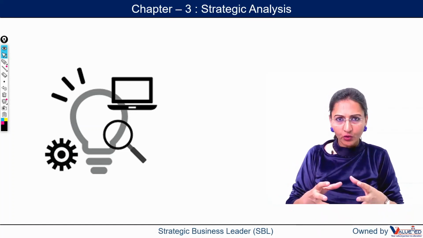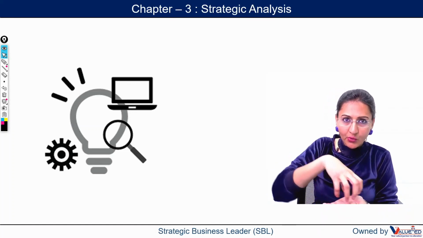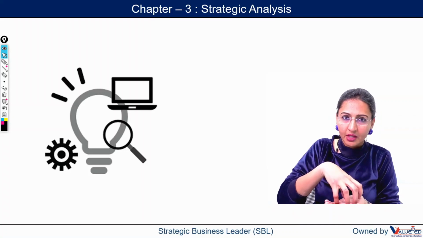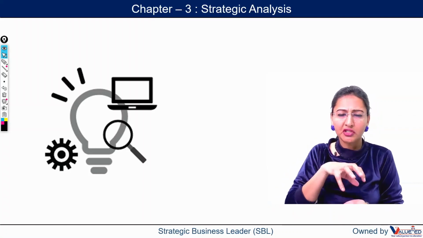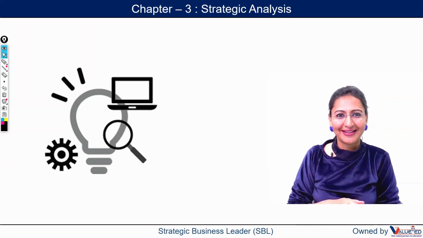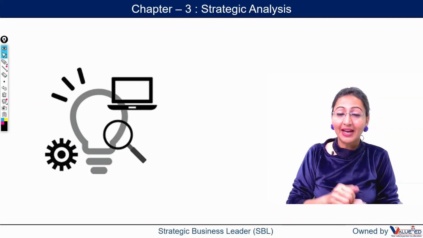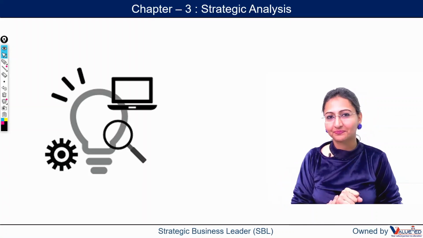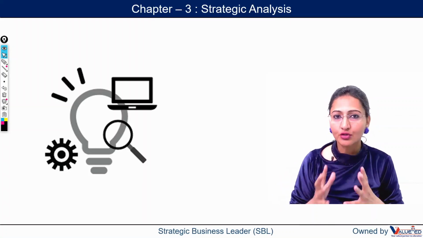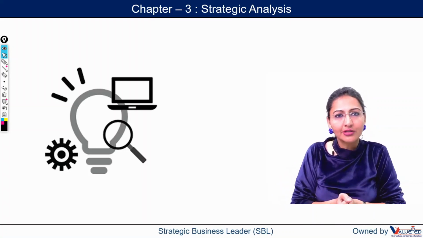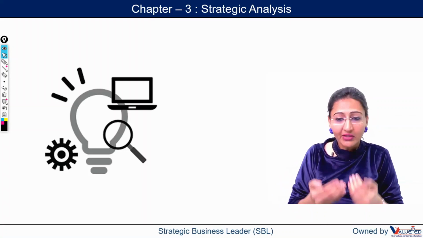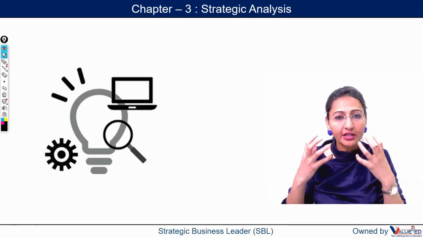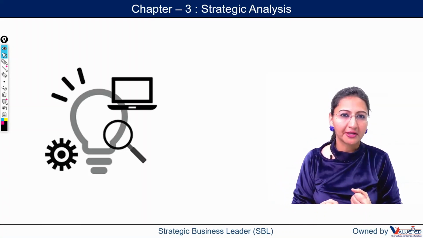That means we are going to see the internal situation of the business, its heart, its stomach, its brain, all the internal things, and understanding the environment in which the business operates. Until and unless these two aspects of any business are understood or analyzed, strategy cannot be created. Strategy cannot be built for any business to operate.